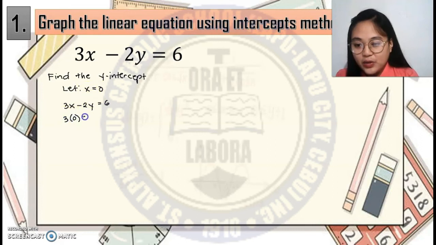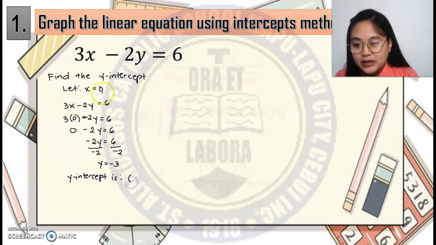3 times 0 equals 0. That's minus 2y equals 6. So 0 minus 2y equals 6. It will become negative 2y equals 6, divided by negative 2, divided by negative 2, so your y is equal to negative 3. Therefore, your y-intercept is (0, negative 3), because you let x be equal to 0 and your y is negative 3. This is now the answer.